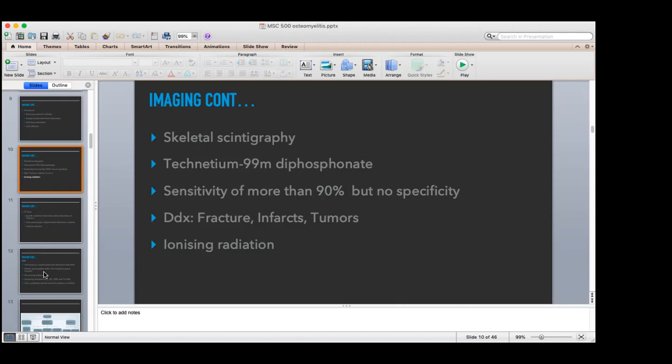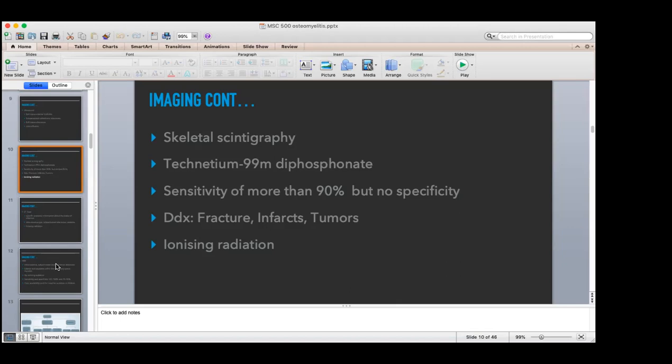It doesn't necessarily mean it's an infection. So it can be anything else. It can be a fracture, it can be an infarct, it can be a tumor. So it's very non-specific, but it is very, very sensitive. The other flip side about it is that it's ionizing radiation. I hope we all remember what ionizing radiation was.